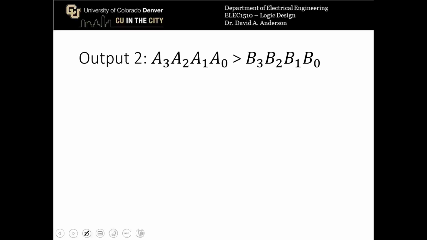For output 2, we would need to see if A3, A2, A1, A0 is greater than B3, B2, B1, B0. We could technically write this out with a truth table if we wanted to write out all possibilities for 8 bits. That would be a huge, huge truth table. So we're not actually going to do that. We're going to be more clever about the way that we construct this.